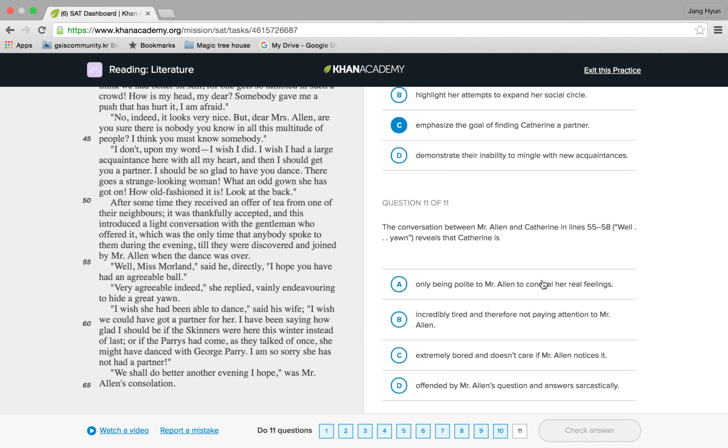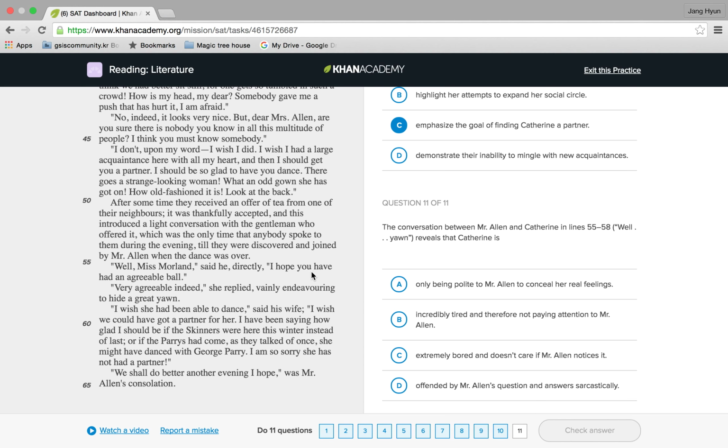Alright, Catherine is only being polite to Mr. Allen to conceal her real feelings; incredibly tired and therefore not paying attention to Mr. Allen; extremely bored and doesn't care if Mr. Allen notices it; or she would have yawned, offended by Mr. Allen's question, and answers sarcastically. Now, it's not only being polite to conceal her real feelings. Like, she's not trying to conceal her real feelings. She's just trying not to be disrespectful. So she's not yawning. Now, it's either B or D because, and answers sarcastically, right?